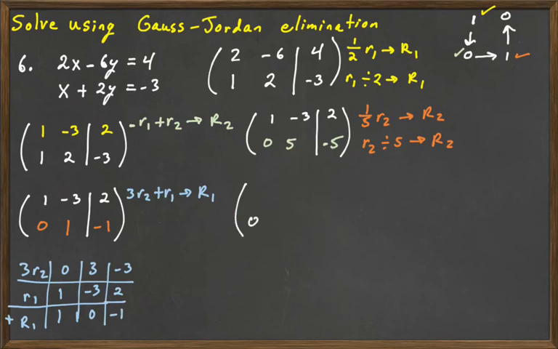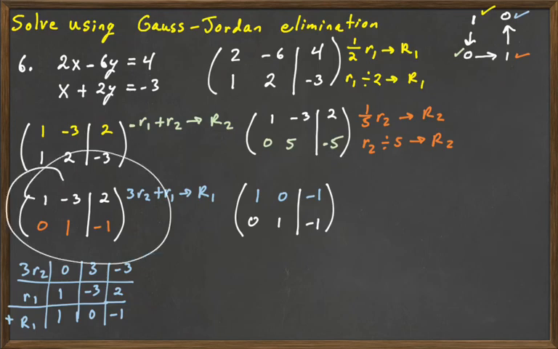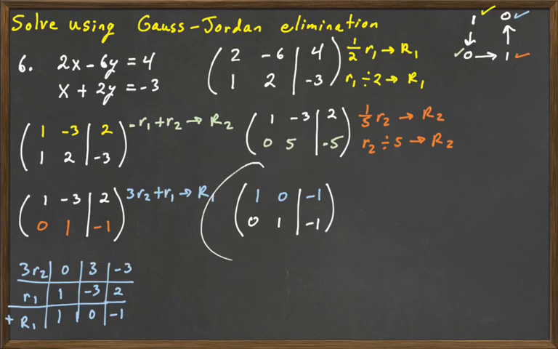So now we did use row 2, but we didn't replace row 2. We replaced row 1. So row 2 is still 0, 1, and negative 1. And row 1 is now 1, 0, and negative 1. Okay. And so you have one extra step. So if you were doing just Gaussian elimination, you would stop here. We're going Gauss-Jordan, so we get to this point here.